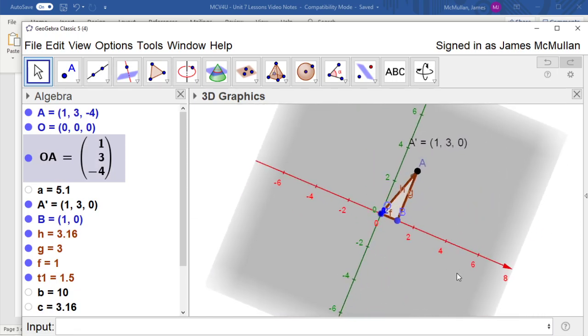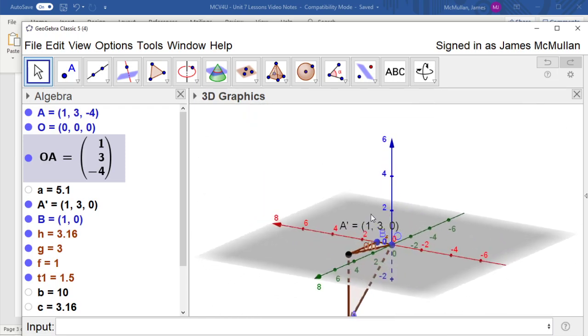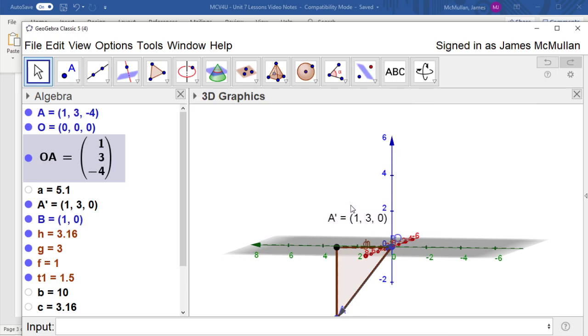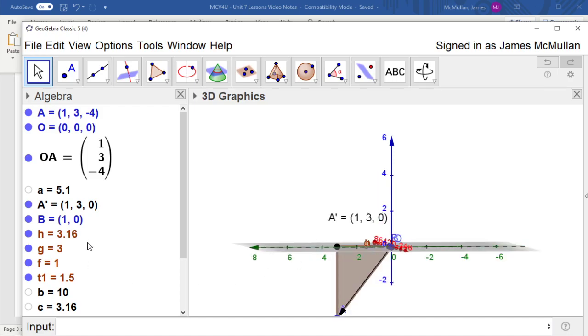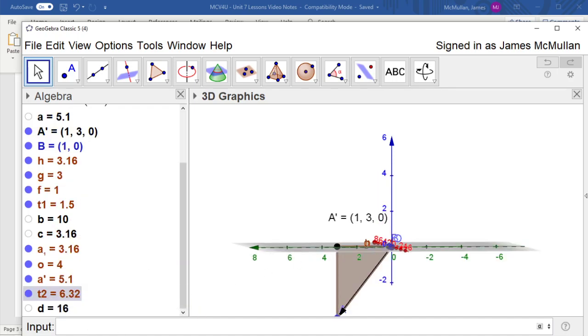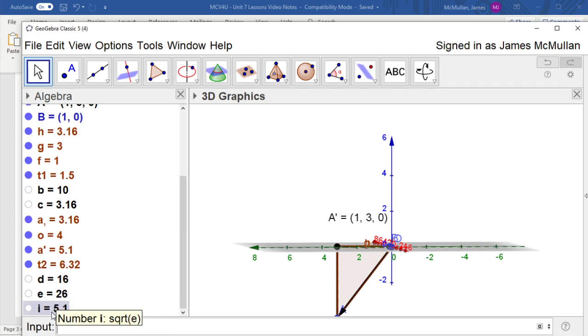So one triangle was vertical when we were looking at it vertically. The second triangle is when we're looking at it in profile. This second triangle has an opposite of 4, so 4 squared, and an adjacent, the thing across the top, of the 3.16 that I got before. So 4 squared plus 10 squared, which is just c squared, gives me 26, and then I do the square root of that, and that gives me the 5.1, which is the magnitude of my original vector.